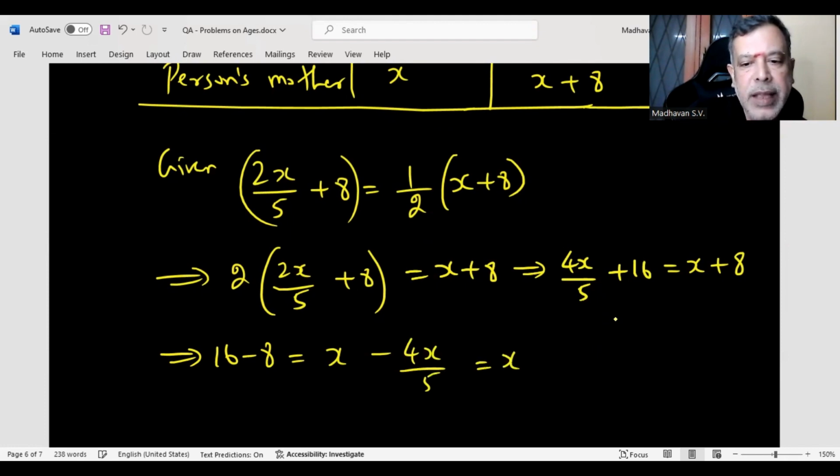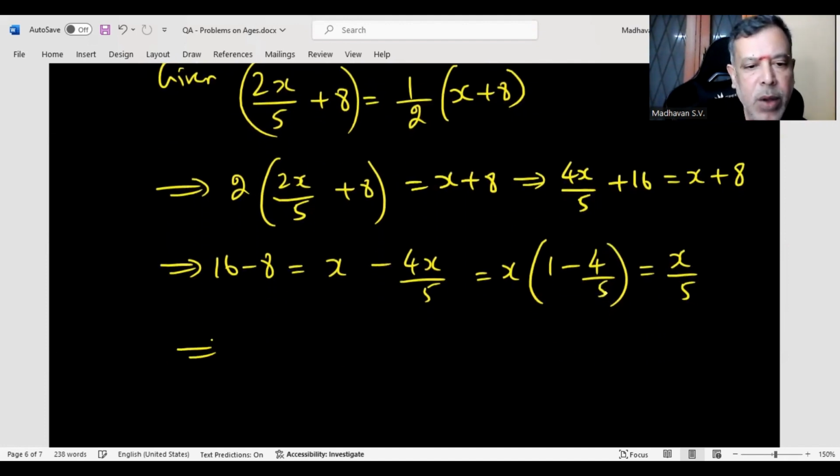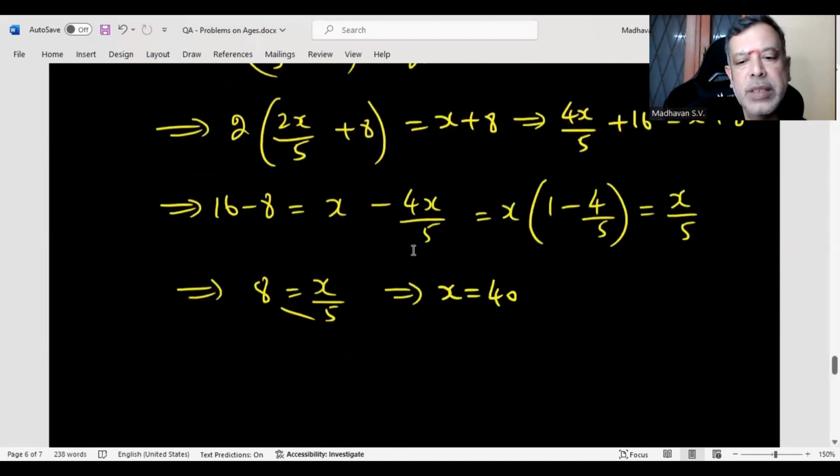On the right hand side, x is common. We can rewrite it as 1 minus 4 by 5, which is nothing but 1 by 5. So x into 1 by 5 is x by 5. Means we have now 8 equal to x by 5, or x is 40. Means the person's mother's age is 40.